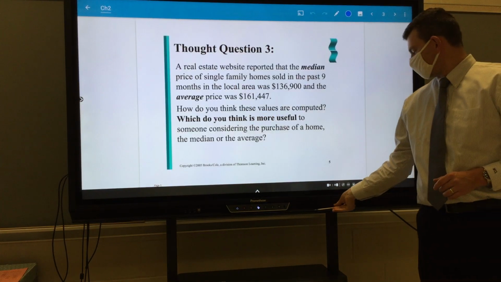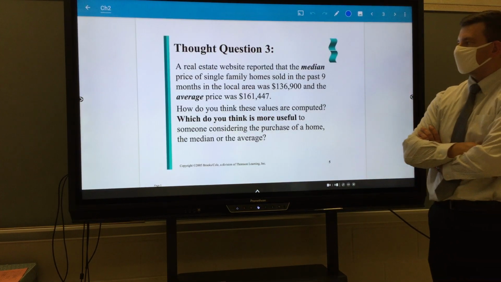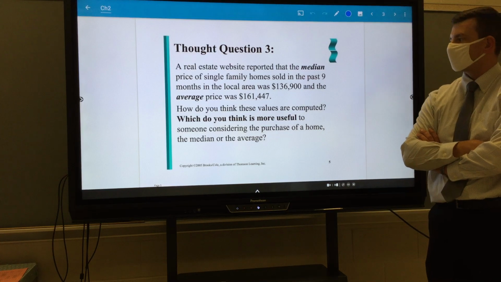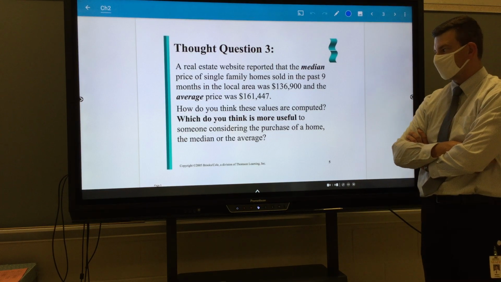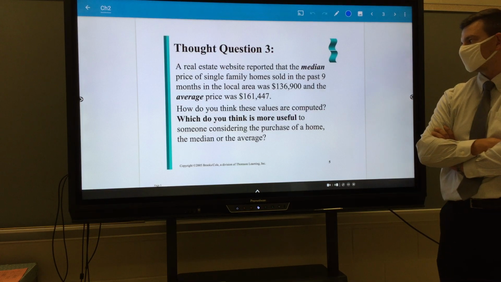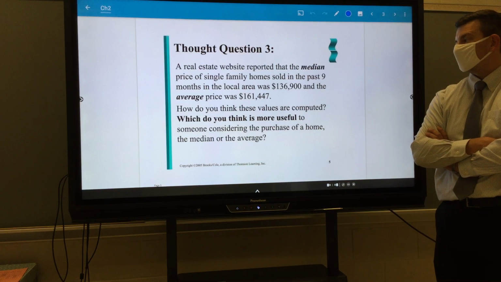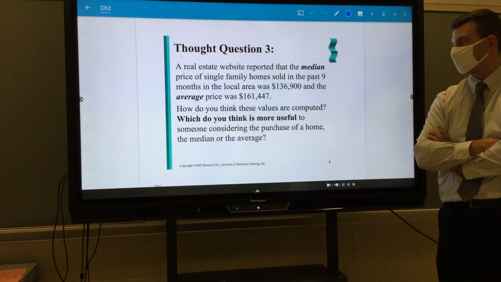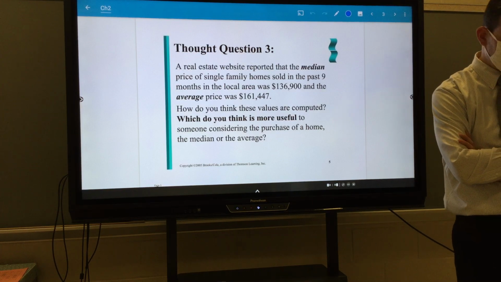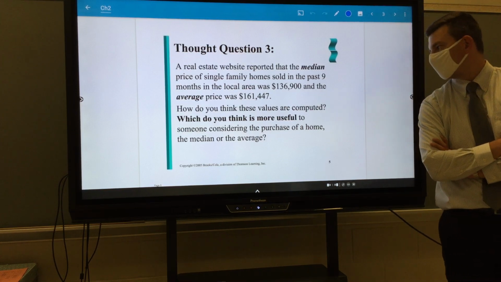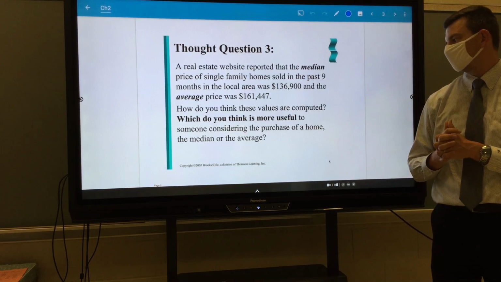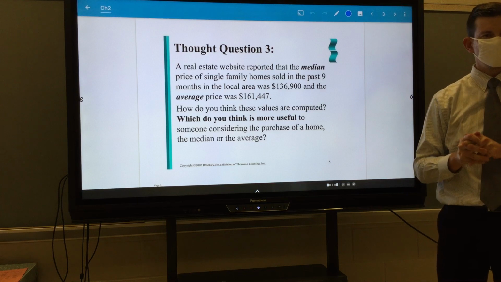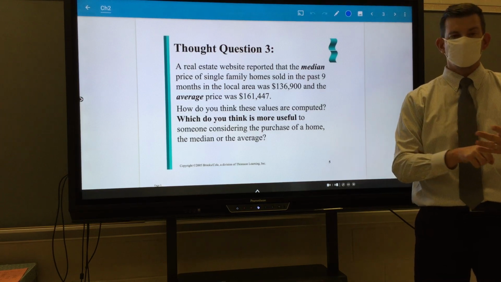One other warm-up scenario here. It says a real estate website reported that the median price of single-family homes sold in the past 9 months in the local area was $136,900, and the average price was $161,000 some dollars. How do you think these values are computed, and which do you think is more useful to someone considering purchasing a home in this neighborhood, the median or the average?